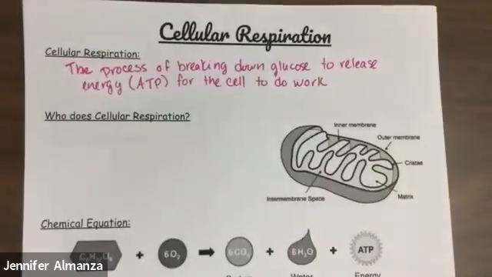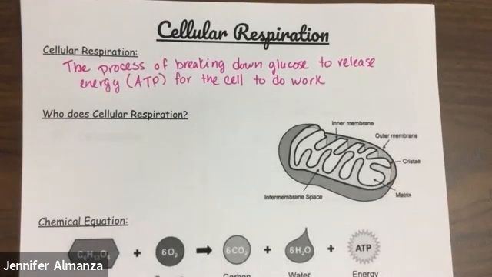So your cells are doing cellular respiration right now. We need cellular respiration to live. This is the only way that we're going to be able to utilize those molecules that we eat in order to gain energy. And so we're going to be breaking down glucose or any other type of sugar really that we get from our food.